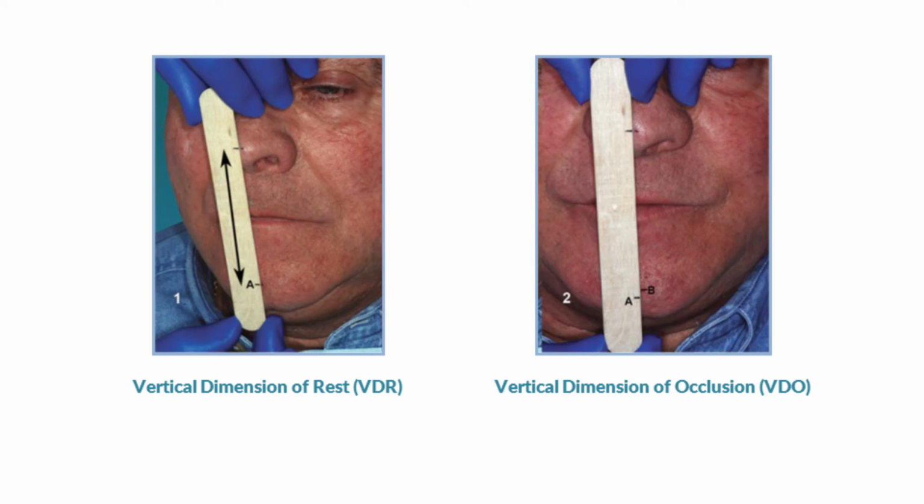So one of the things that I mentioned very briefly last time was this idea of vertical dimension. The idea is that as we adjust the teeth, we don't want to do too much. If we do too much, then the upper and lower jaw are going to get closer and closer and closer to each other.